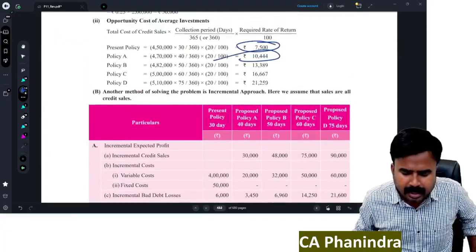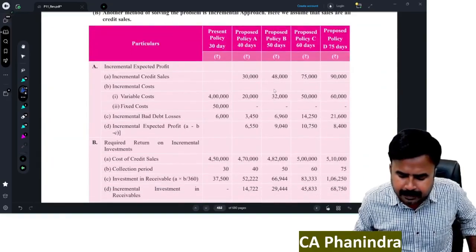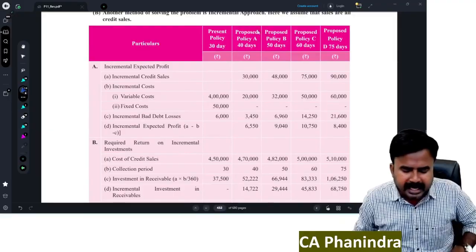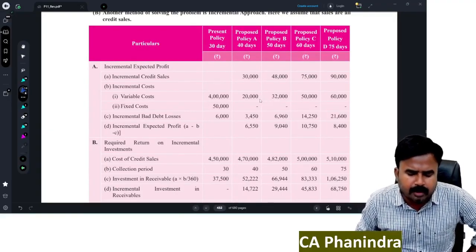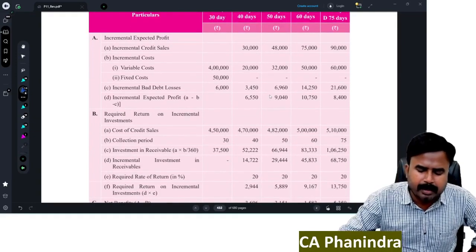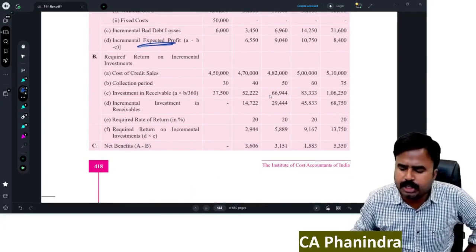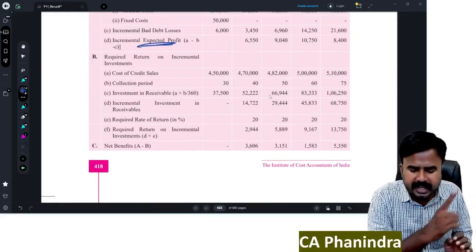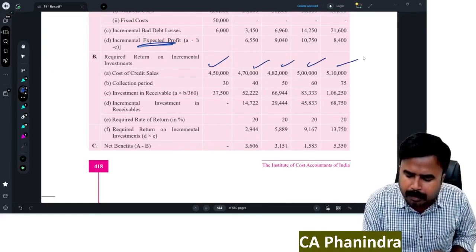Yes. Like that, you have to calculate bad debts losses for every policy separately: 6,960, 14,250 and 21,600. Deduct this incremental variable cost and incremental bad debts losses from incremental credit sales. Then you'll get incremental profit, expected profit. From this, please deduct the incremental opportunity cost of investment in debtors. How to get it? Your first job is to write the cost of credit sales for every policy. Already we got these numbers, total cost, variable plus fixed cost.